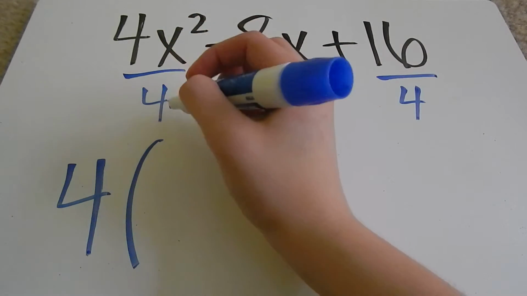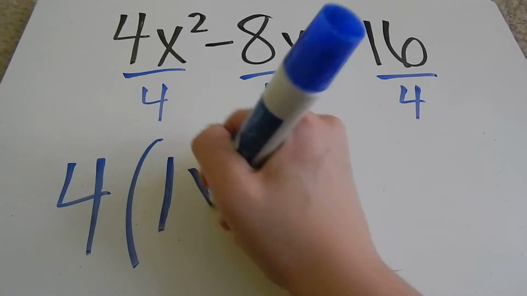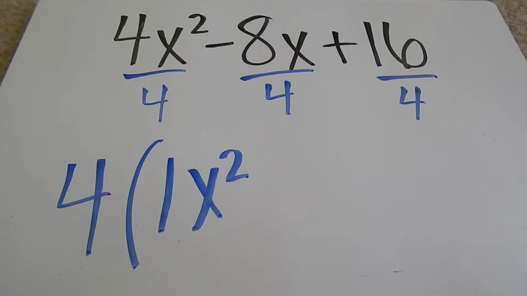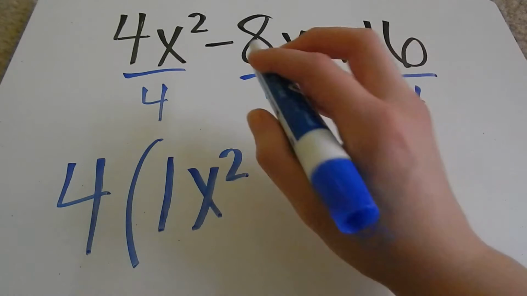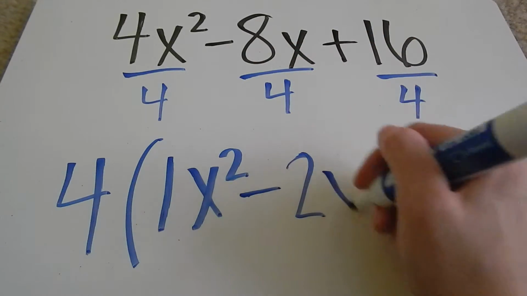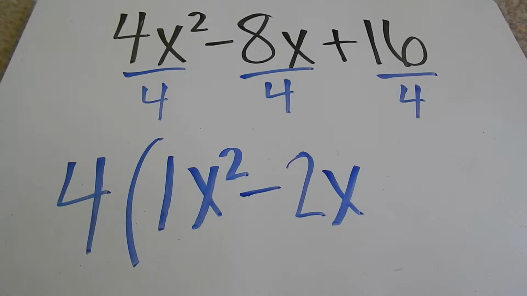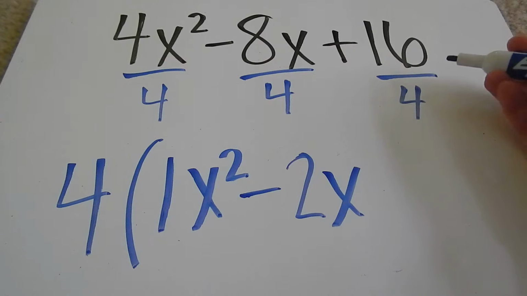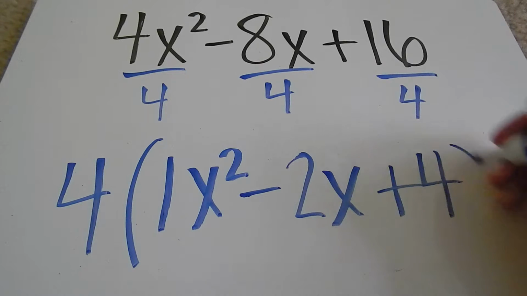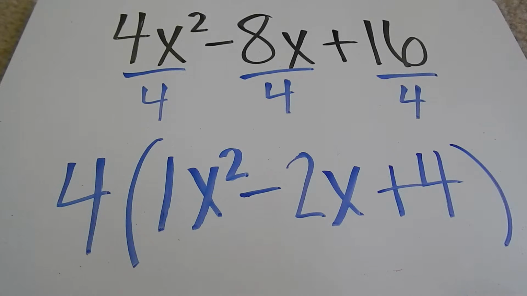So 4 divided by 4, I would get 1, and then I'm not factoring out any variables, so it would stay x squared. Then my next term, -8 divided by 4, that gives me -2. Again, I'm not dividing by any variables, so I would keep the x there. The last one, 16 divided by 4, is 4. Since it's positive 4, I would write plus 4. And that would be my answer.